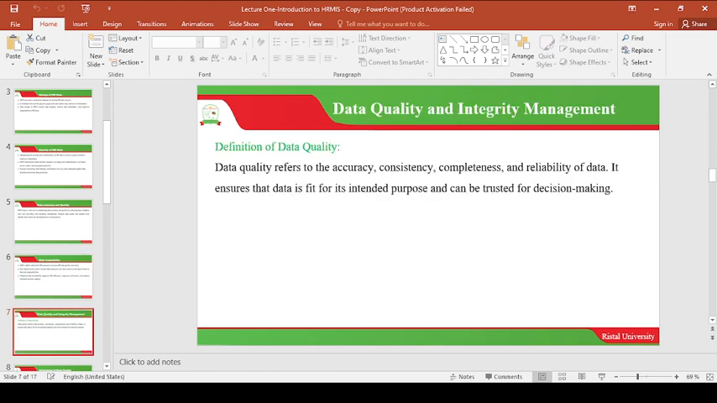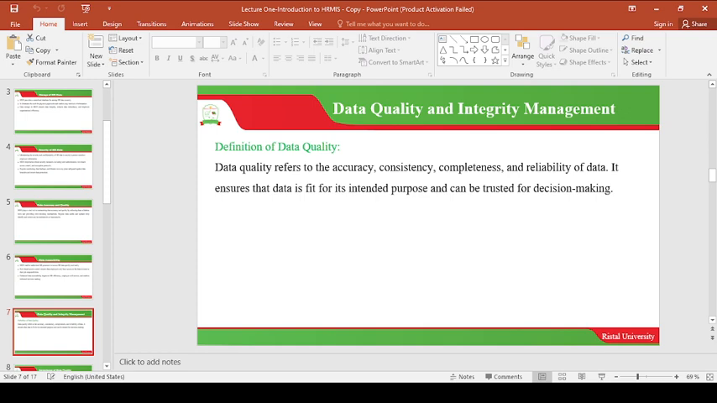So basically, these are some of the ideas you need to be familiar with under data accessibility. Now, let us look at data quality and integrity management. Data quality refers to the accuracy, consistency, completeness, and reliability of data. It ensures that data is fit for its intended purpose and can be trusted for decision making. So what is the quality of data?